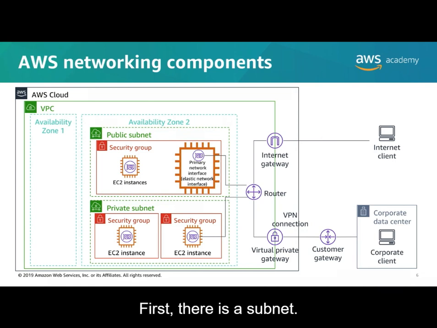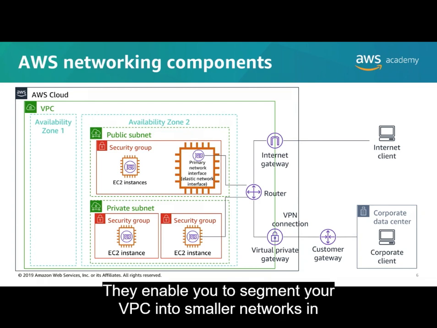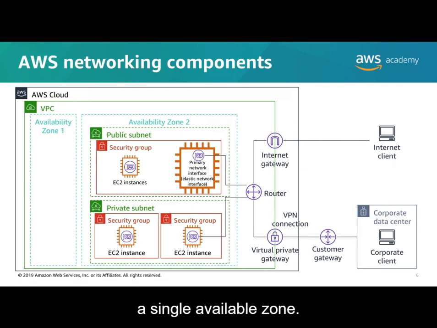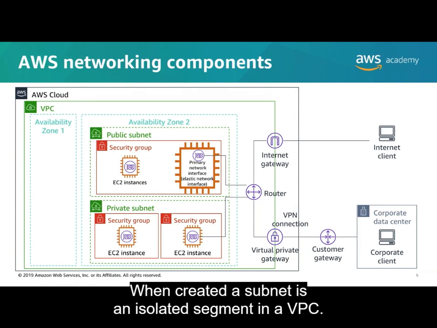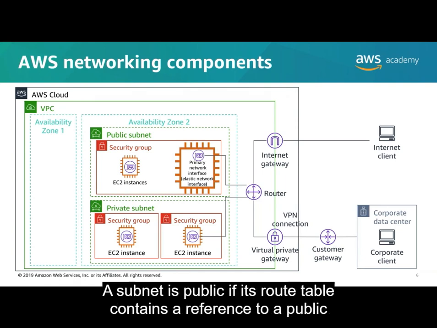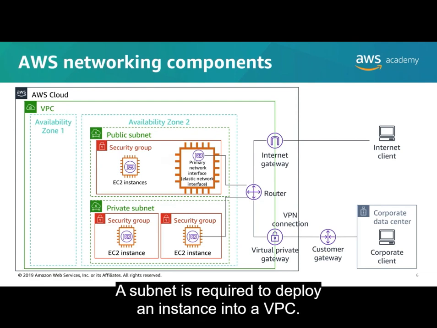First, there's a subnet. Subnets are logical subdivisions of your VPC. They enable you to segment your VPC into smaller networks in a single availability zone. The default setting of a subnet is private. When created, a subnet is an isolated segment in a VPC. A subnet is public if its route table contains a reference to public internet traffic being processed by an internet gateway attached to the VPC. A subnet is required to deploy an instance into a VPC.